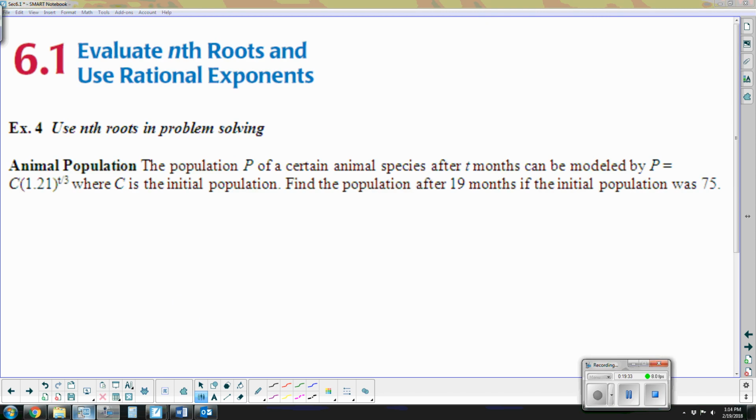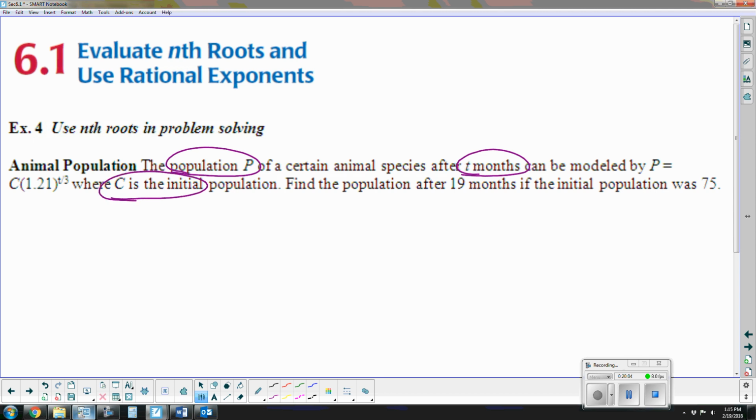Alright, then let's take a look at this word problem. And it's about animal population. It says the population P of a certain animal species after T months. So the population is P. T is measured in months. Is P equals C times 1.21 to the T over 3 power. And it says C is the initial population.